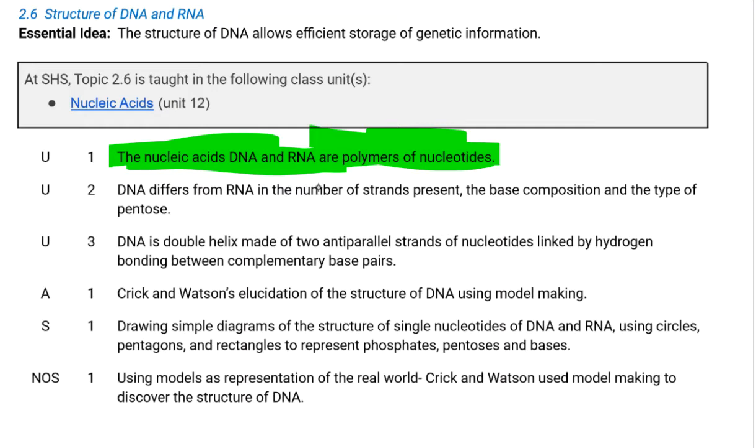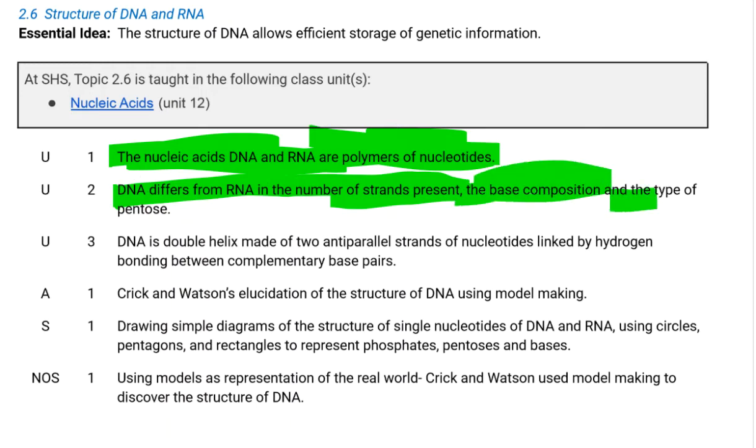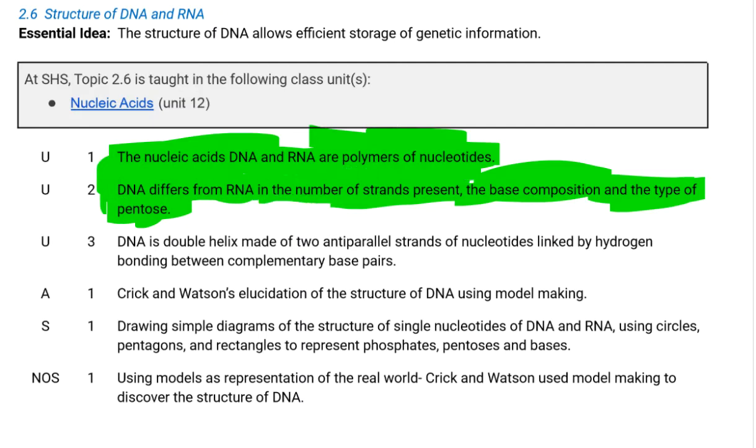DNA differs from RNA in the number of strands present. DNA has two strands, a double-stranded helix, and RNA has one strand, single-stranded. They also differ in base composition, like I said earlier, and the type of pentose. The pentose in DNA is deoxyribose, and in RNA it is ribose. So the individual components are different, and this is a very popular compare and contrast question.